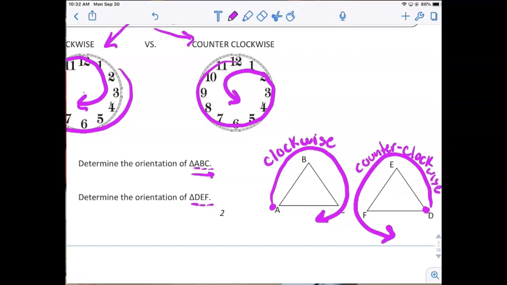Orientation is the way you order the points around if you did it in a circular motion. So A to B to C is clockwise, D to E to F is like a left turn. If you had a steering wheel, clockwise is to the right, and counterclockwise would be to the left.